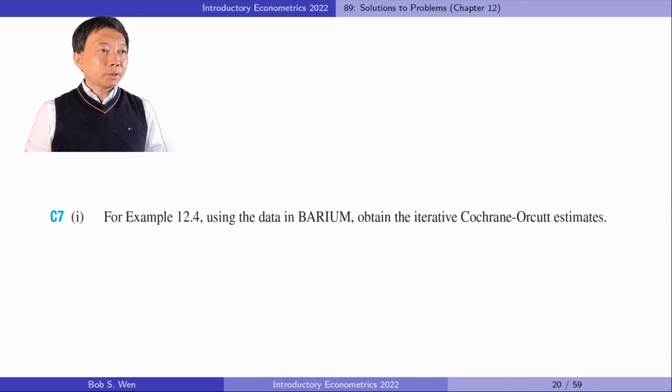Let's go to computer exercise 7. Obtain the iterative Cochrane-Orcutt estimates for example 12.4 and compare them with the Prais-Winsten estimates.